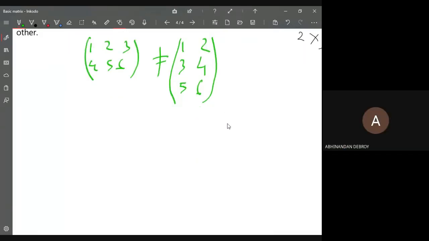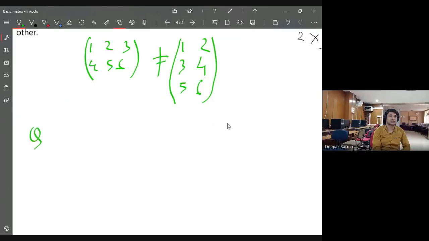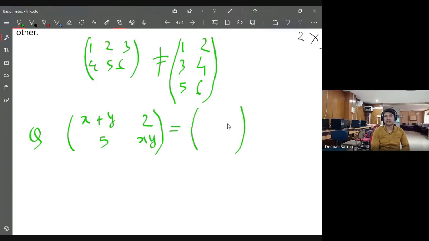Yes, sir. So let us consider a question. Suppose I have a matrix. Let us write x plus y here. I don't know what x is. Suppose here 2. Here suppose 5. Here suppose xy, the product. This one is equal to some 2 by 2 matrix. Because I am writing equal, the orders must be equal. You can suggest some numbers or any symbol. Suppose I write here 6, 2, suppose 5.